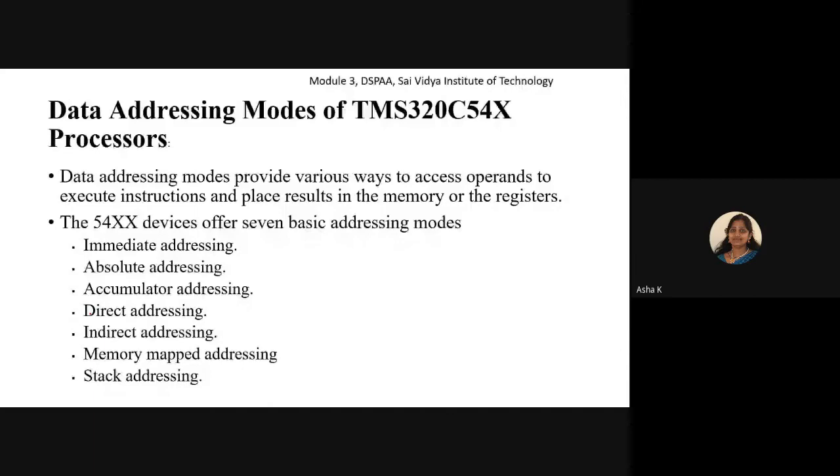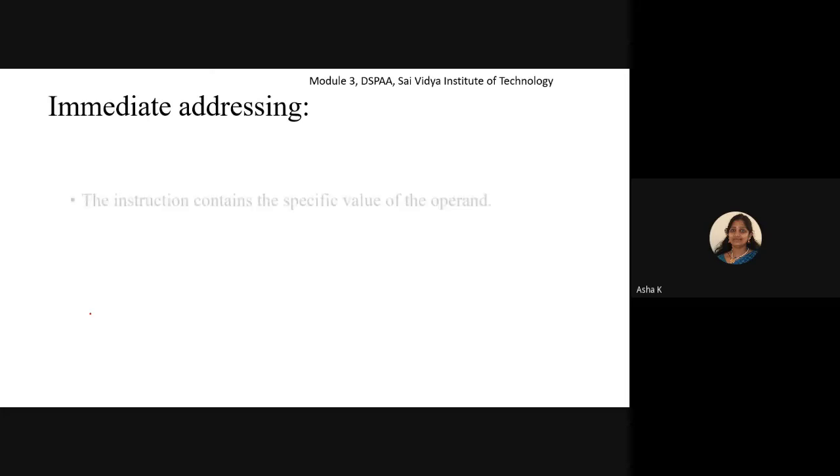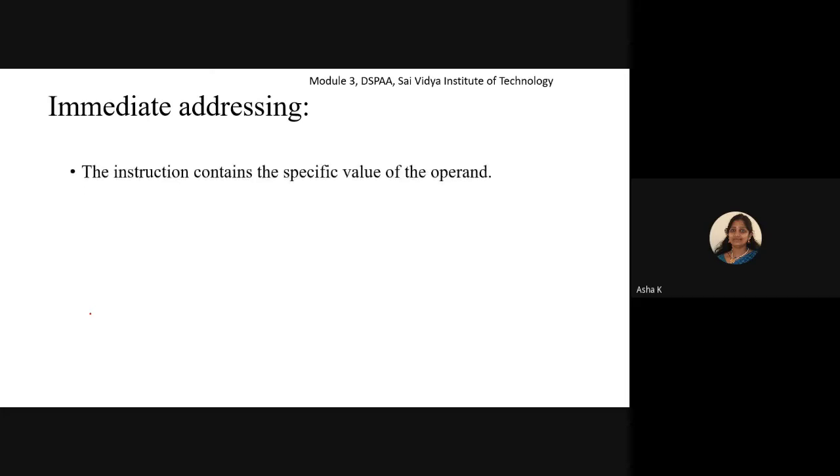So these are a little different addressing modes compared to the previous module 2 and previous semester courses also. So moving on to the first one, immediate addressing. Here the instruction contains a specific value of the operand. So what kind of values or what kind of operand can I use here?